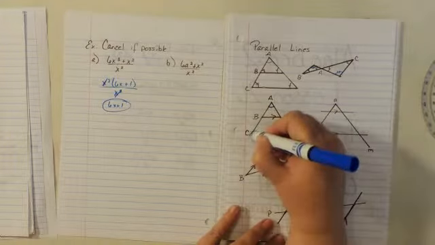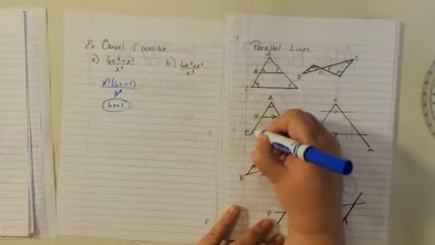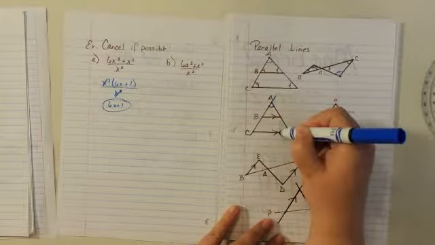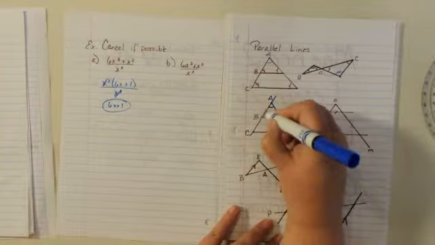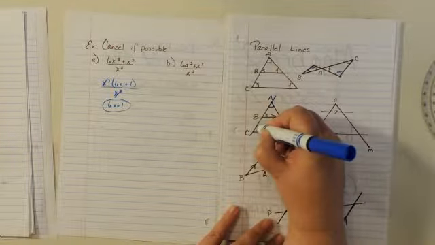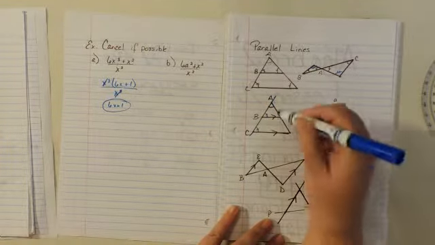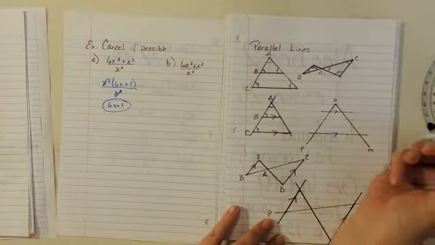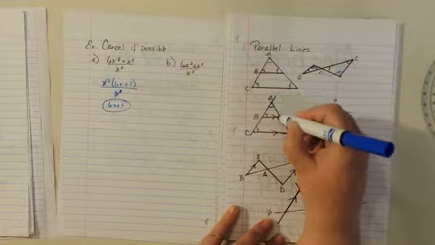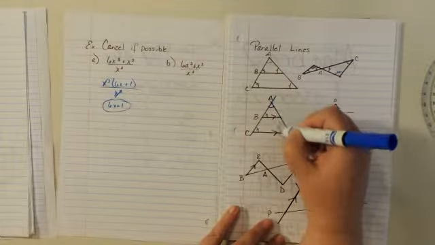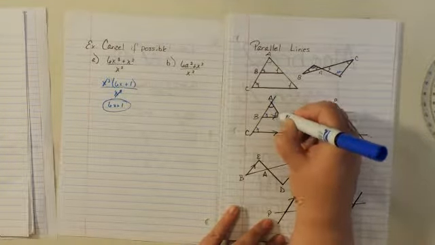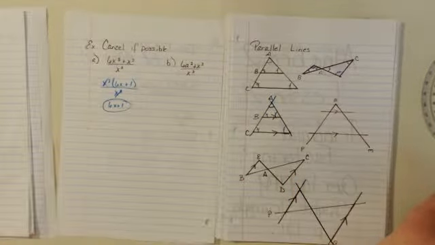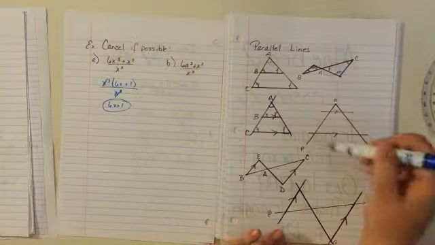And that makes sense. If we extend this and pretend it's a transversal, then this transversal is cutting these parallel lines at the same slope, which means that this angle is going to be equal to this angle. Likewise, if we extend this and say it's a transversal, then this transversal is going across these two parallel lines at the same slope, which means that this angle has to equal this angle. Okay? The same thing over here.